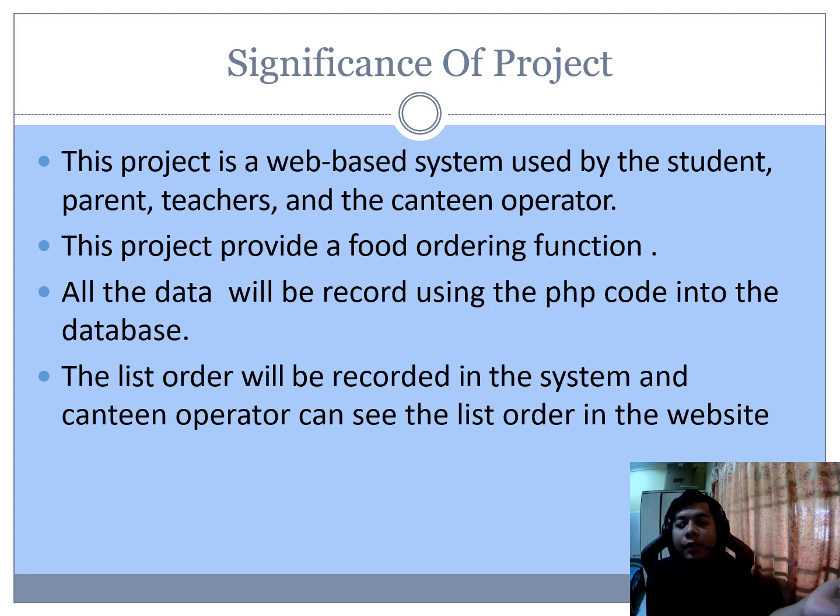The significance of the project. This project is a web-based system used by the students, parents, teachers, and canteen operator. This project only provides a food ordering function. All the data will be recorded into the database. Next, the order list will be recorded in the system and the canteen operator can see the order list on the website.